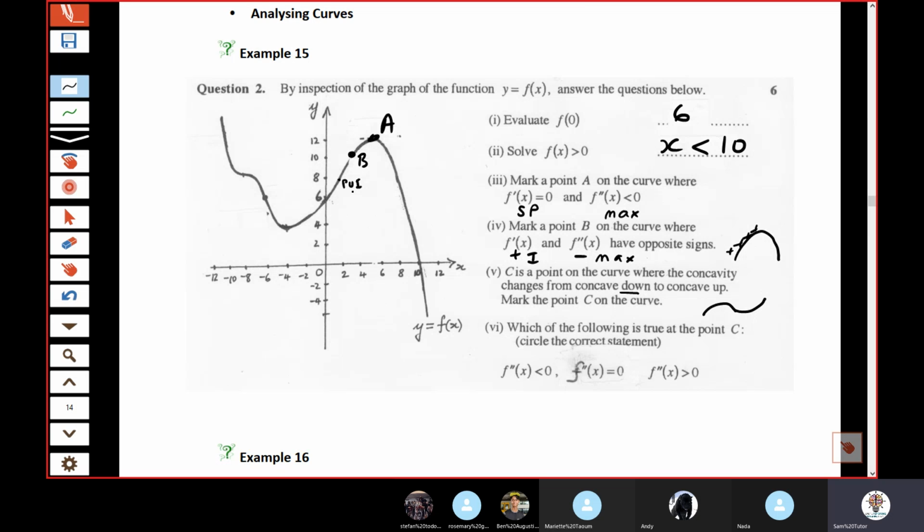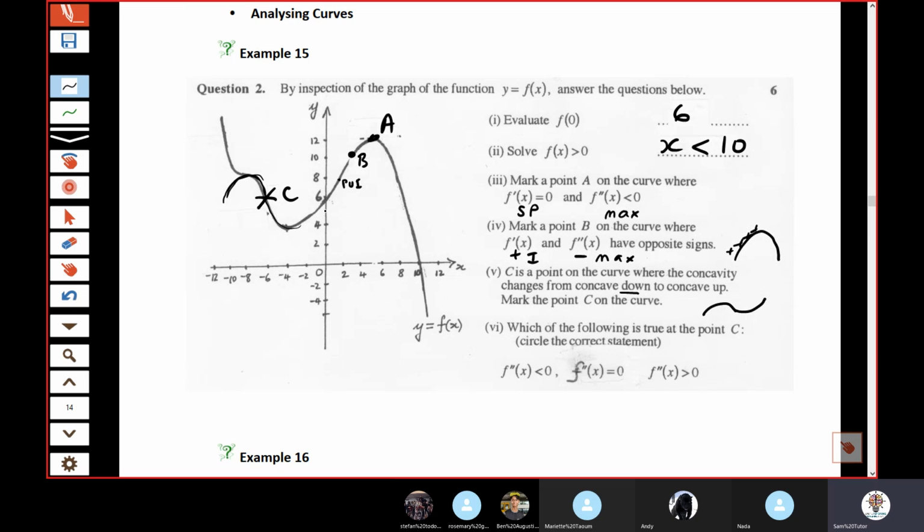Yeah, that's a point of inflection there, but that is up to down. We want down to up. Can you see that's concave down? And then that's concave up. It's right there. That's C. Does that make sense? This was in an exam, by the way, as you can see, worth 6 marks.